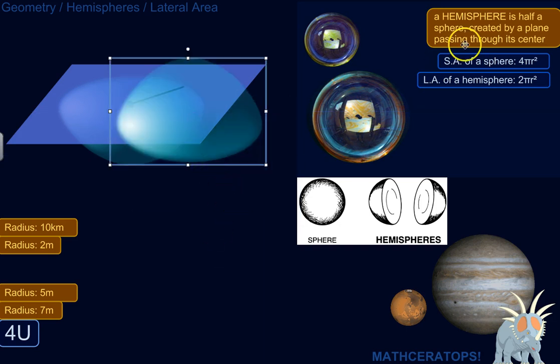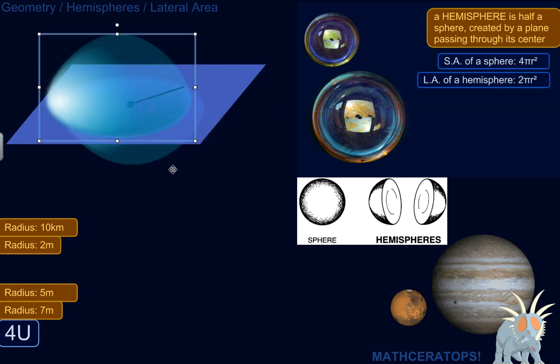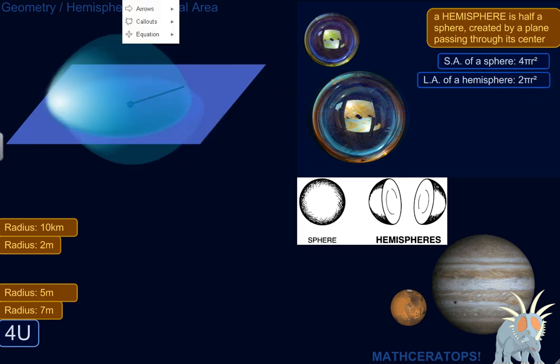So the surface area of a sphere is 4 pi r squared, so you just cut that in half to get the lateral area of a hemisphere. So it's 2 pi r squared. So we could just practice that with a couple of these guys here.